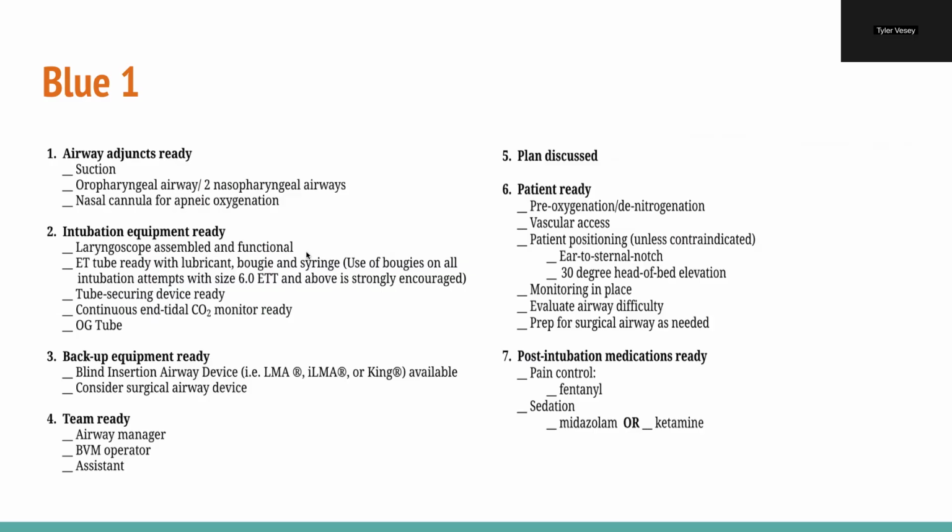Make sure we have our equipment ready. You don't want to see if the light is functioning on that laryngoscope until you put it into the patient's mouth. Check it beforehand. Make sure you have a backup blade. Have the ET tube ready with the lube, a bougie, a syringe, or if you have the stylet, whatever your preference is. Place your tube tamer prior to starting the intubation so you have it ready to go when you do get the tube. And again, the end-tidal CO2, make sure it's ready.